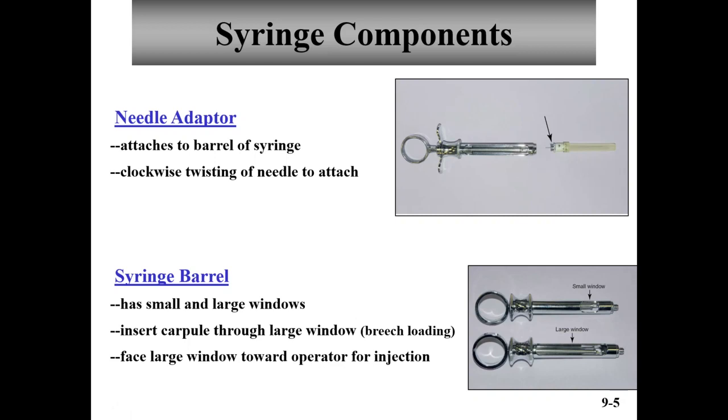The small window is used because sometimes the barrel is twisted in such a way that you cannot see the contents of the carpule, and you can't see the large window. And so the small window will allow you to see if blood enters the carpule if you have a positive aspiration. You ideally want the large window facing you so that you can see how fast you're injecting and whether or not when you aspirate you see blood enter into the carpule.